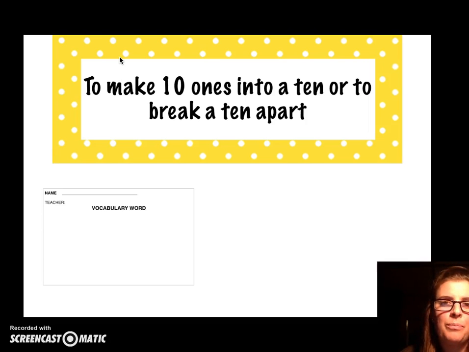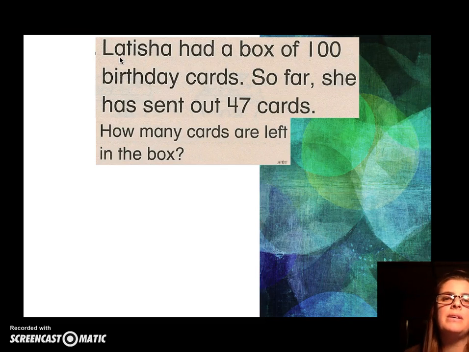All right, let's look at the word problem. Topic of discussion. Letitia had a box of 100 birthday cards. So far, she has sent out 47 cards. How many cards are left in the box? How could you solve that? What strategies do you have for solving this problem?